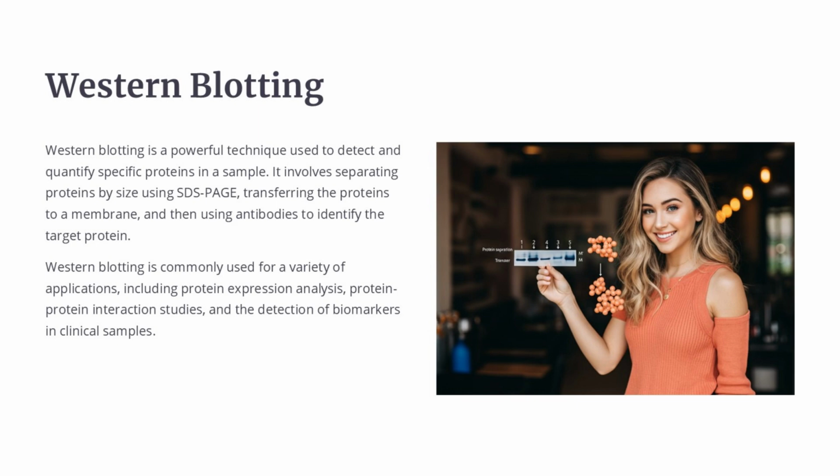The process is composed of several key steps: protein separation, transfer to a membrane, blocking, antibody incubation, and signal detection.